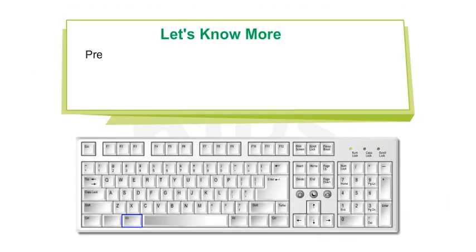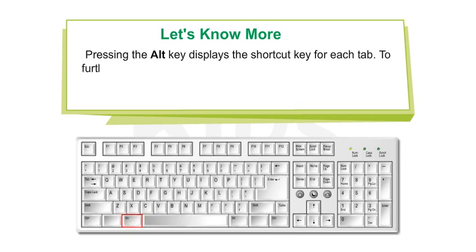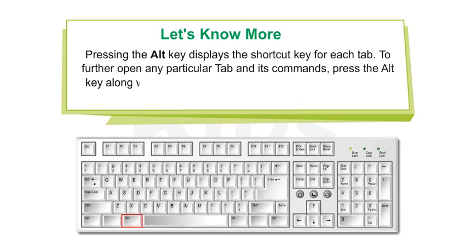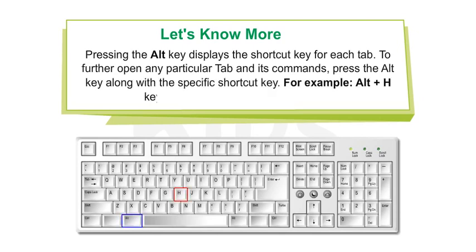Students note that pressing the Alt key displays the shortcut key for each tab. To further open any particular tab and its commands, press the Alt key along with the specific shortcut key. For example, Alt plus H key combination opens the Home tab.